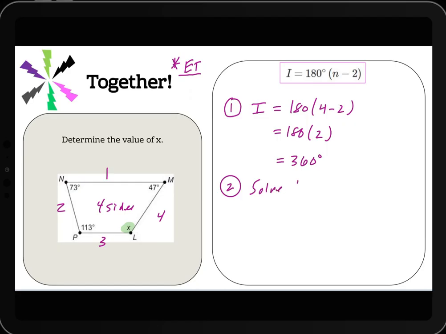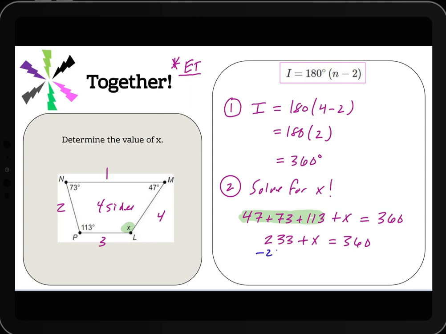Remember, that's the step if I don't want to describe it. So to solve for x, we have 47 plus 73 plus 113 plus x is equal to 360. And remember that what we're going to do is combine all of these together because they're like terms, since they're just constants. So we get 233 plus the remaining variable x equal to 360.